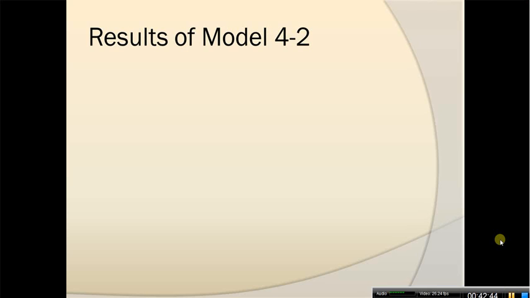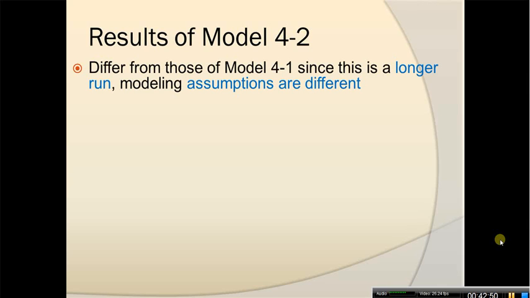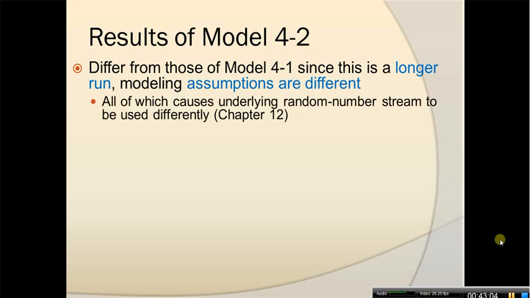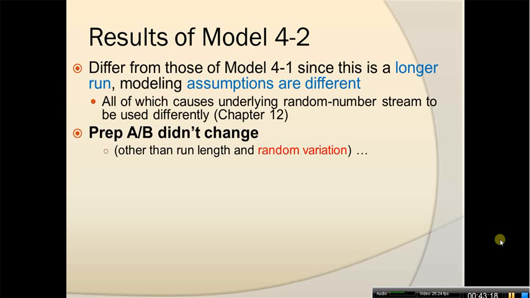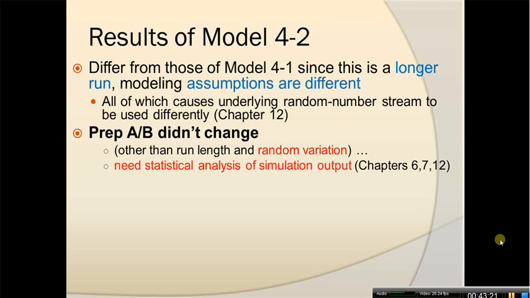So I also want to compare the 2 models. Let's compare results of model 4.2 to model 4.1. You notice that they're different from those of model 4.1 since there's a longer run and the modeling assumptions have also changed. So all of this changed the underlying random number stream, so it's used differently, and you can read more about this in chapter 12. The prep A and B didn't change that much, other than run length and random variation. There are some differences, but they're not significant.